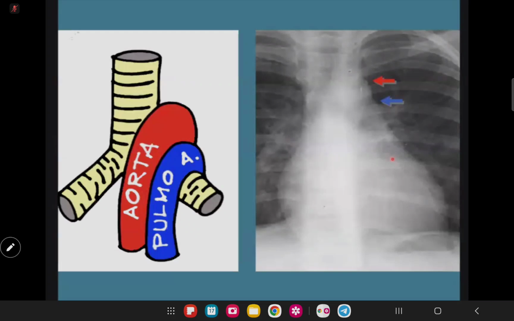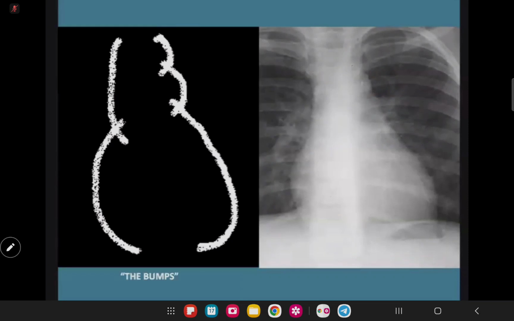So your aorta and your pulmonary artery can also be seen on your chest X-ray. The red part here on the top, the first knob would be your aorta. The second knob would be your pulmonary artery. So those are your bumps. That's your ascending aorta, middle pulmonary artery, and then your superior vena cava. So that is how you would identify them on your chest X-ray.